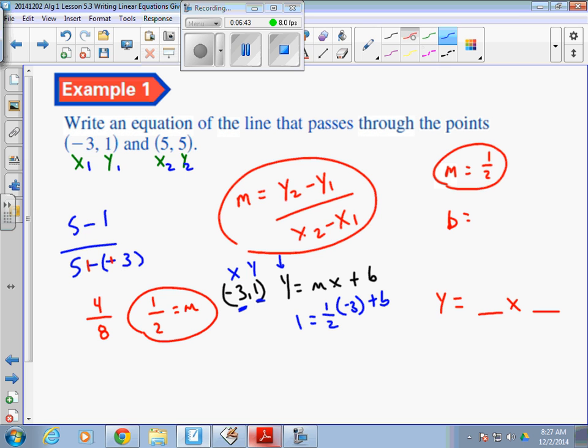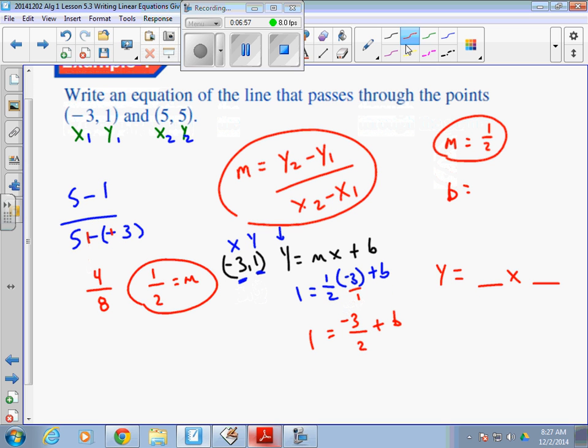Multiply 1/2 times negative 3. Remember, everything's over 1. Straight across, 1 times negative 3 is negative 3. 2 times 1 is 2, plus b equals 1. We don't quite have what b is. We have to get rid of that negative 3/2, or minus 3/2, by adding 3/2. If you add it there, add it here. I wrote it wrong. Plus 3/2.